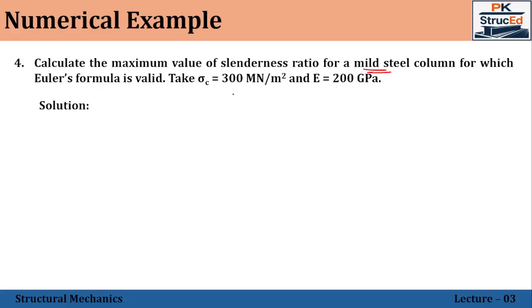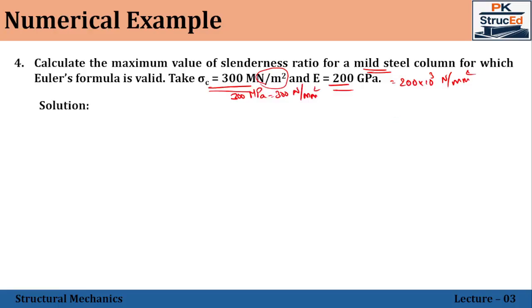Yield stress is given as 300 meganewton per meter square, or otherwise 300 megapascal. Both are the same, because Newton per meter square is equal to Pascal, and this is equal to 300 Newton per mm square also. And the modulus of elasticity is given as 200 gigapascal, which is equal to 200 into 10 power 3 Newton per mm square.